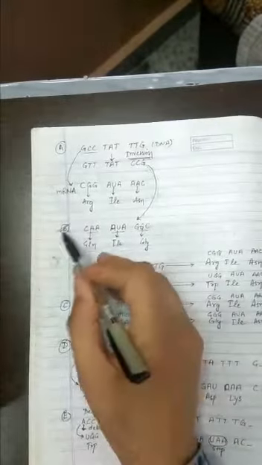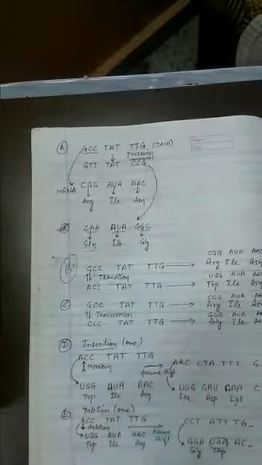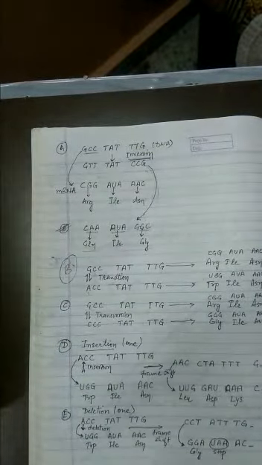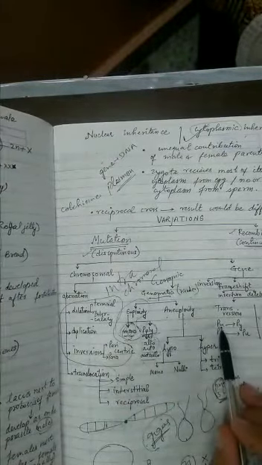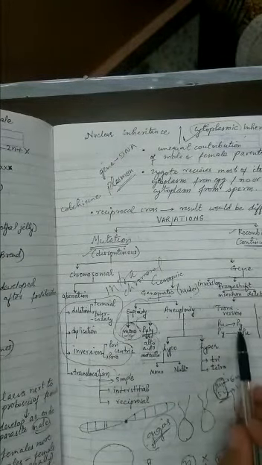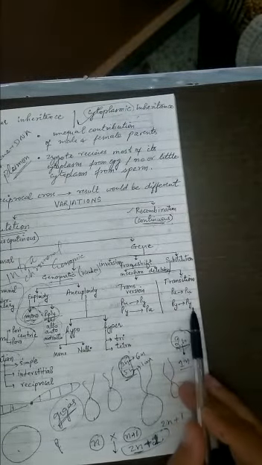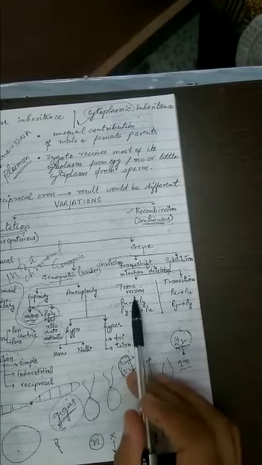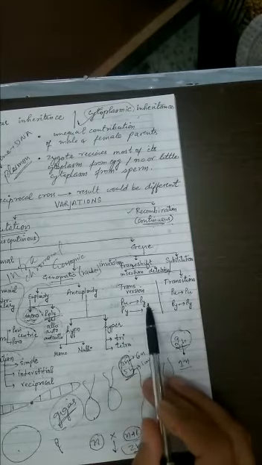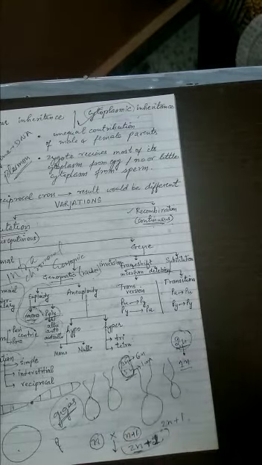In the same manner, it is possible to have transition. Now what is transition? Transition means when a purine is replaced by a purine and a pyrimidine is replaced by a pyrimidine. Or what is transversion? A purine replaced by a pyrimidine and a pyrimidine replaced by a purine.